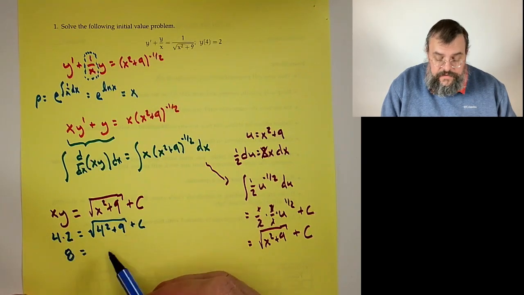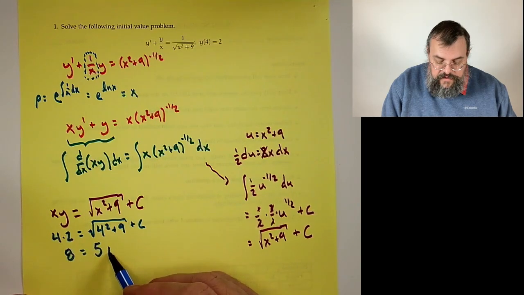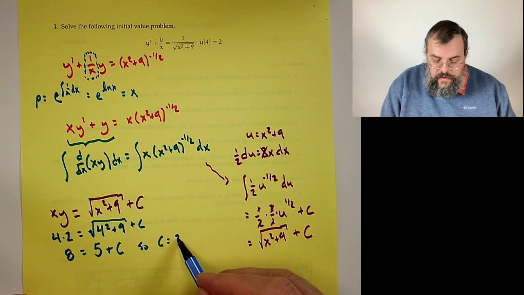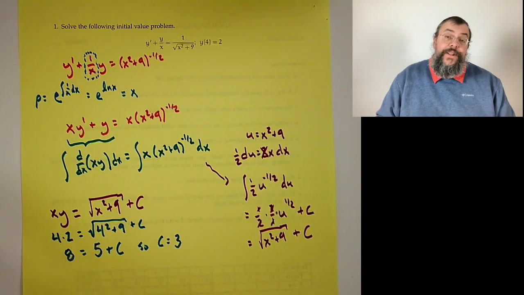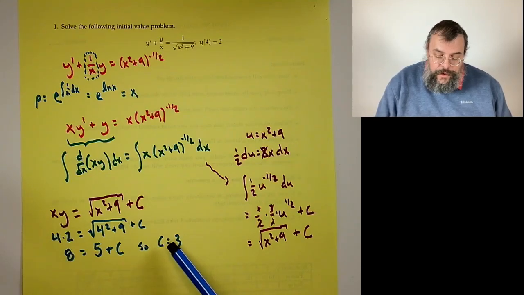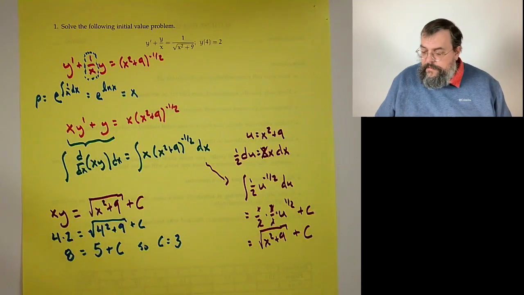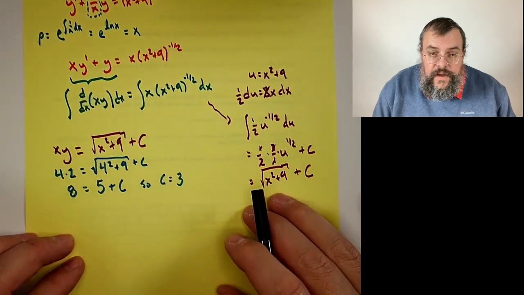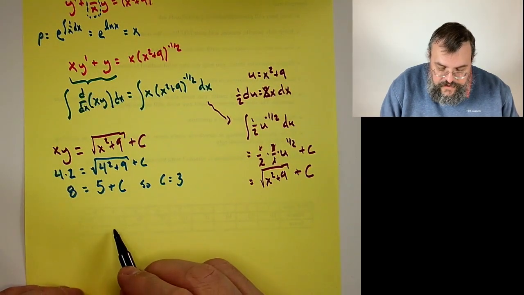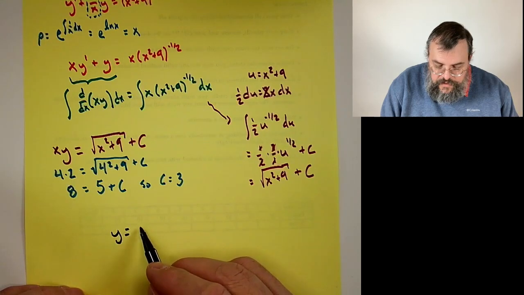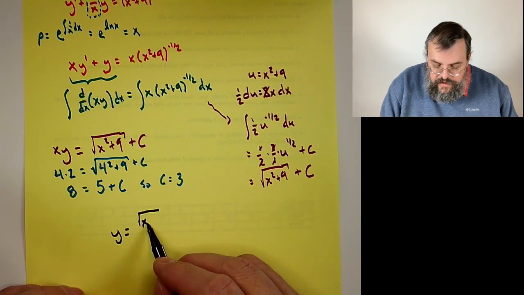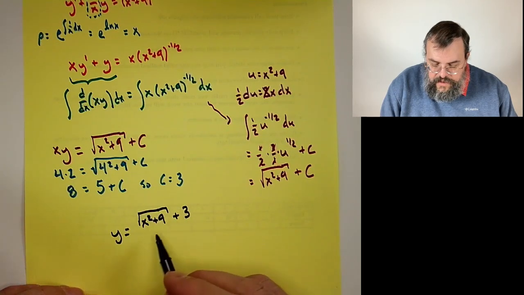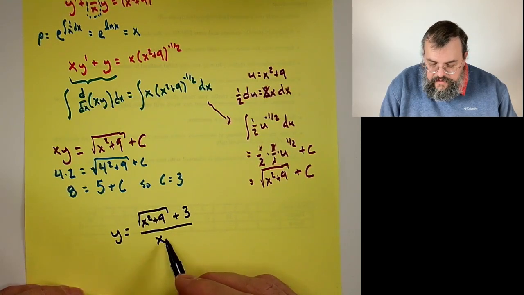16 plus 9 is 25. Square root of 25 is 5 plus c. All right, so now we know c equals 3. So the last thing for us to do to finish it up, we know c, plug it in, solve for y, and to do that, we divide by x, and so our solution is y is equal to the square root of x squared plus 9, plus 3, all over x.